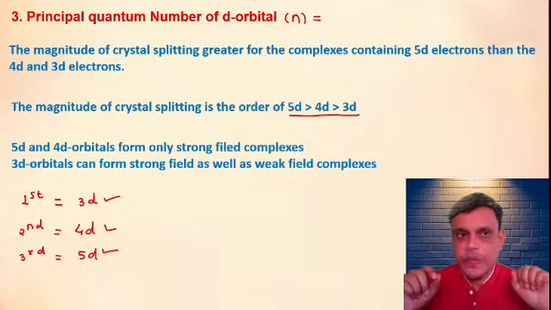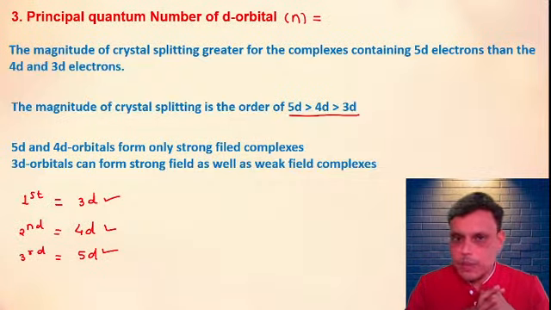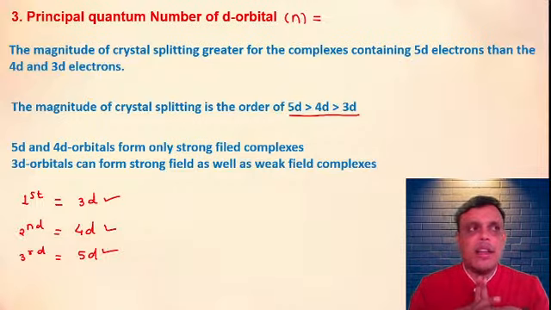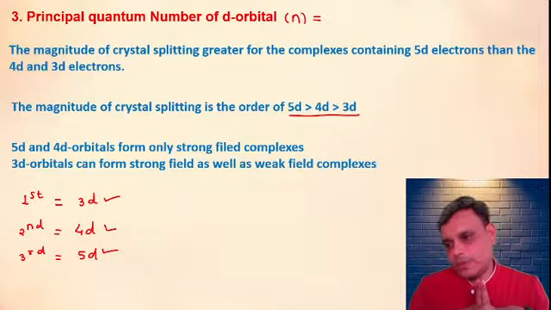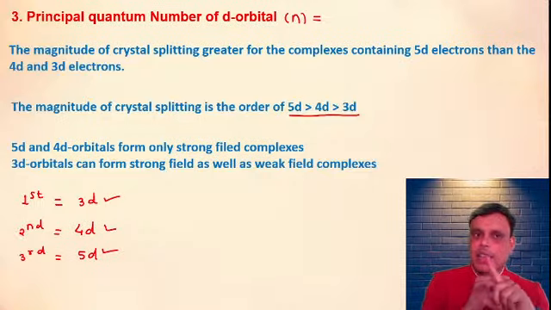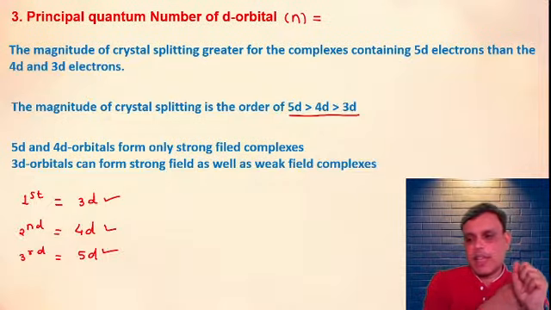Okay, understood how this principal quantum number affects the magnitude of 10 Dq? Did you understand? So this question also comes: explain the factors affecting the magnitude of 10 Dq. This question comes 100%. So you have to write down these three factors: nature of the ligand, then oxidation state or charge on the central metal ion, and third is the principal quantum number of the d orbital, that is n.